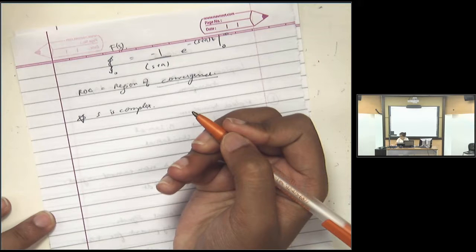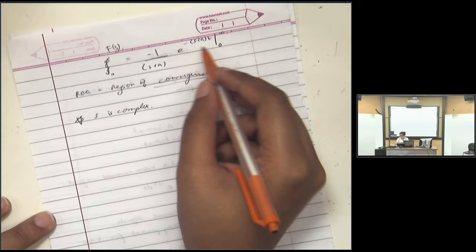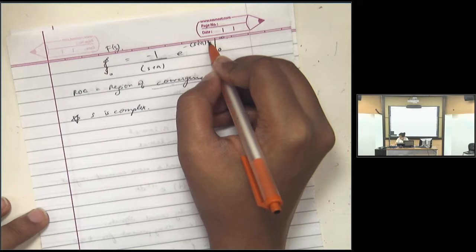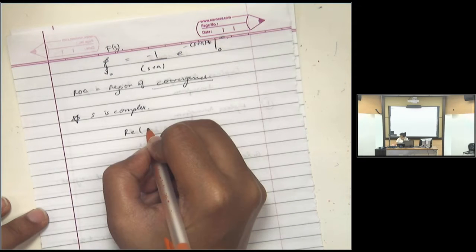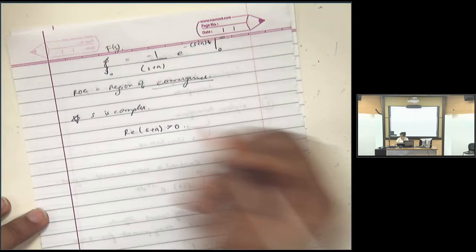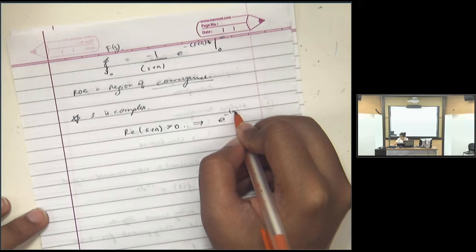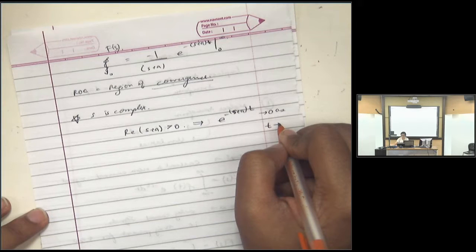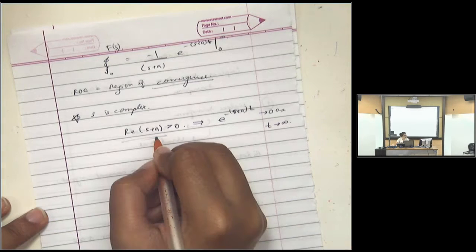Okay, so our e raised to minus s plus a t term is the governing factor for defining region of convergence, right? Now here the region of convergence will happen whenever the real part of s plus a is greater than 0, right? When this happens, then my e raised to minus s plus a times t term goes to 0 as t goes to infinity, correct? Right? So this is my region of convergence.